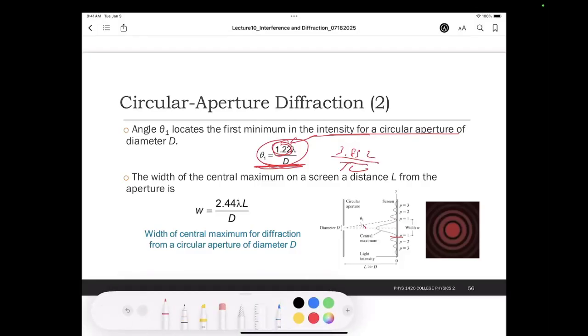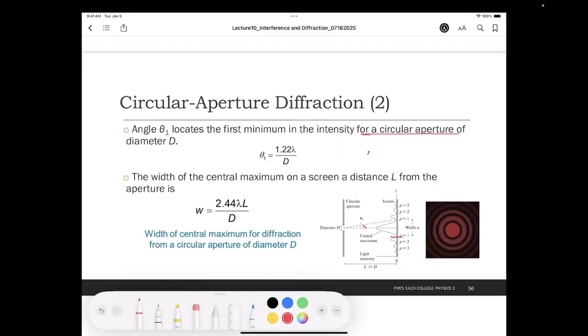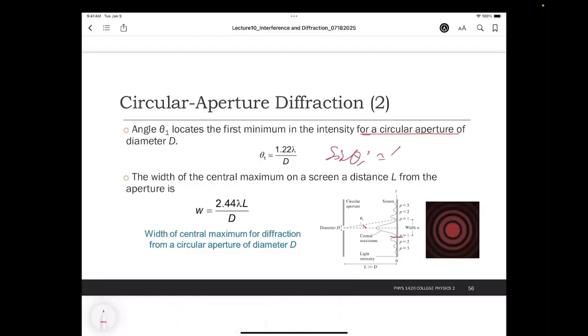You just need to remember this 1.22. Initially it is sin theta1 equals 1.22 lambda divided by d. But because this theta1 is very small, we can write theta1 equals 1.22 lambda divided by d. And then we can get the width of the central maximum on the screen, at a distance L from the aperture, is this one.